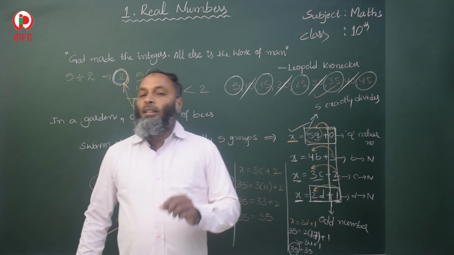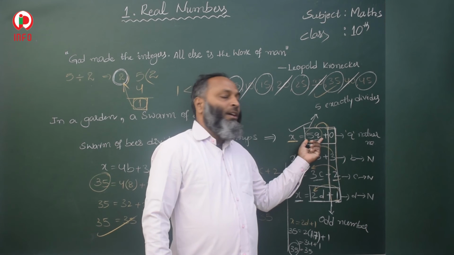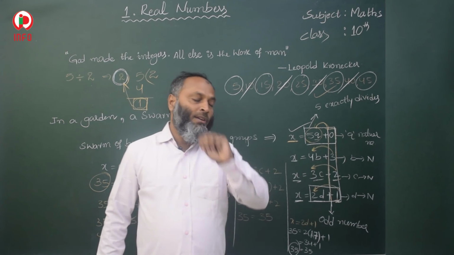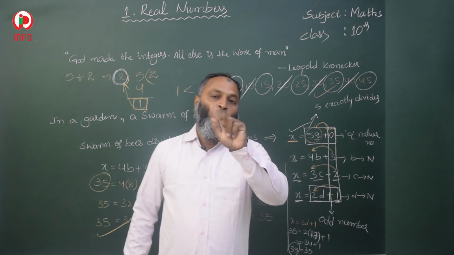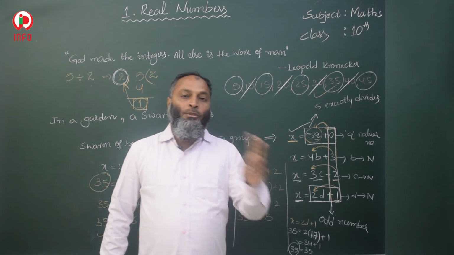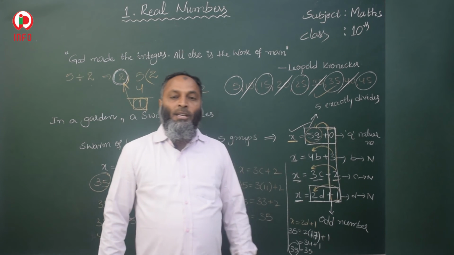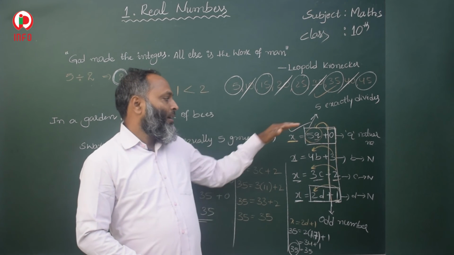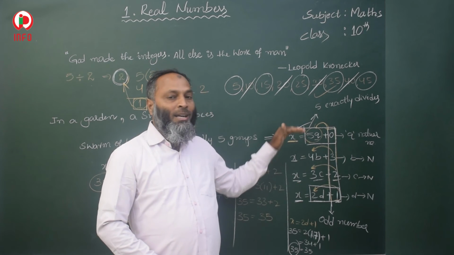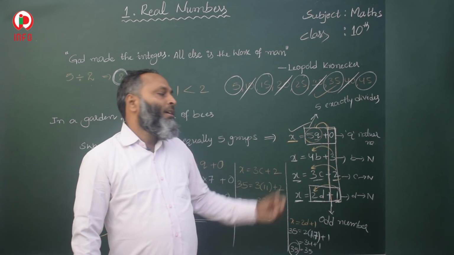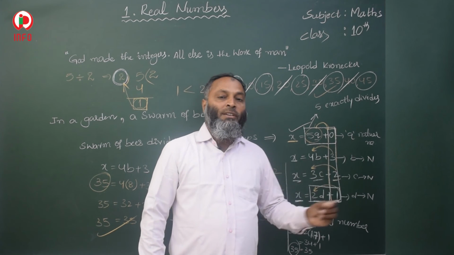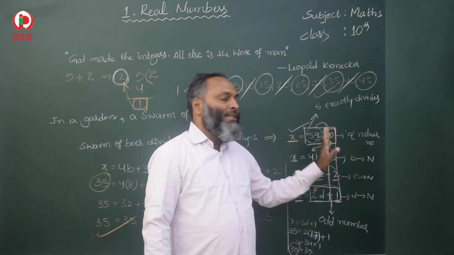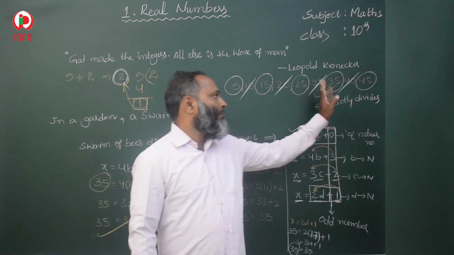When 35 bees are there in the park and we divide them into 5 groups, no bees are left. When divided into 4 groups, 3 bees are left. When divided into 3 groups, 2 bees are left. When divided into 2 groups, 1 bee is left. So this is how we solve this puzzle. First we think on the basis of the mathematical statements given. In the first statement, 5a plus 0 means 5 exactly divides the number, so we take multiples of 5.